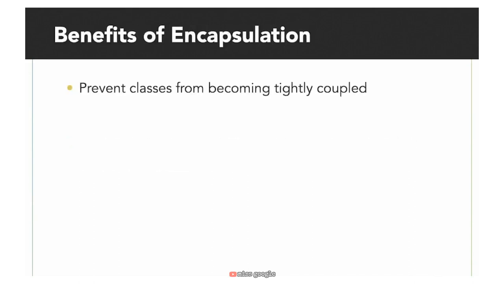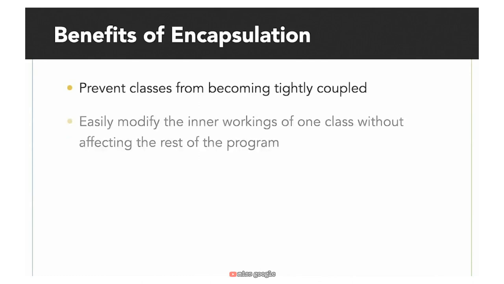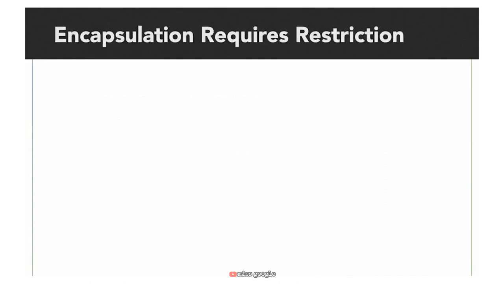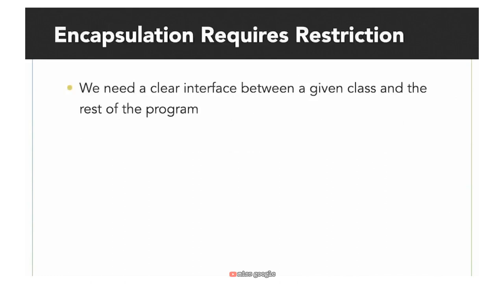One benefit is we can prevent classes from being tightly coupled. This means we can easily modify one class, either in the data it contains or its behaviors, without affecting the rest of the program. However, this can only happen if we have a clear interface between the class and the rest of the program. Everything can't have direct access. We'll need to restrict some of the components of a given class.